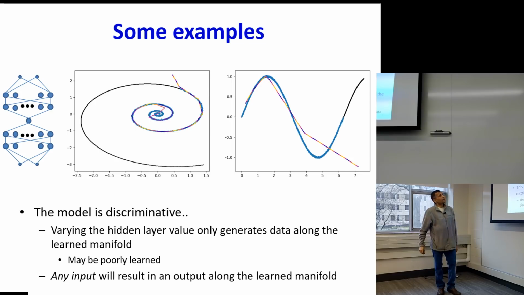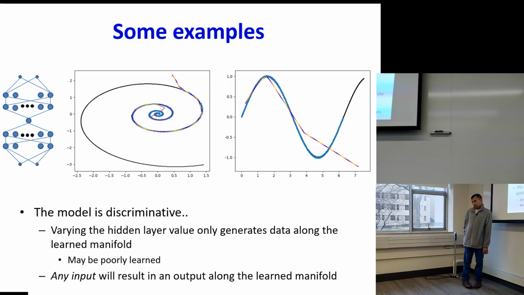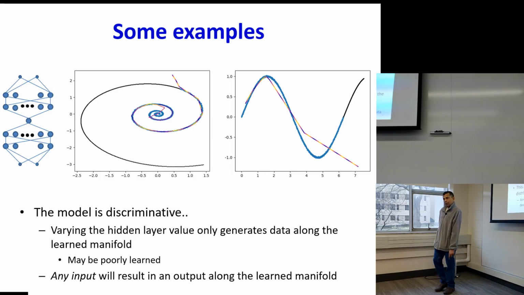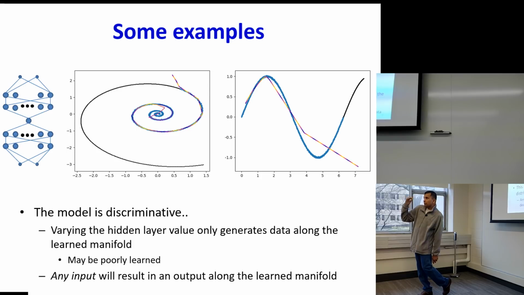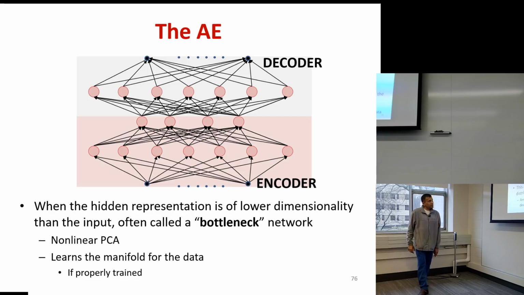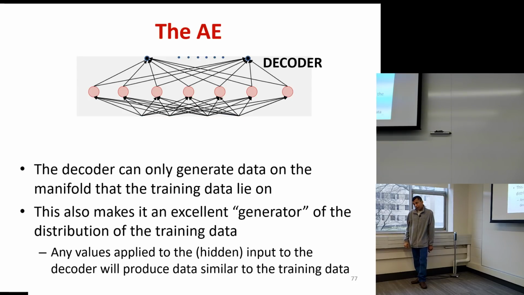And this is something that we can use. The decoder can only generate data on the principal manifold that it has learned from the training data. So if I take the decoder and keep varying inputs to the decoder, the output is always going to lie on the principal manifold. Now this is magic, because what does this mean? The decoder is now a generator that's specific to the class of data that the network has been learned from, provided it has been properly learned. Any values applied to the hidden input will produce data similar to the training data. I don't care what it is.